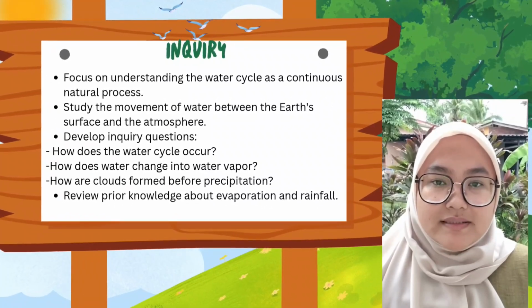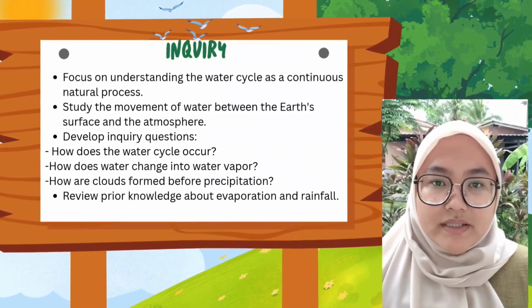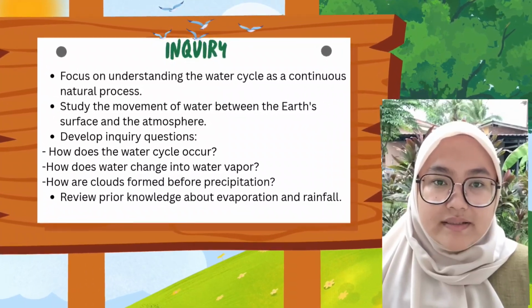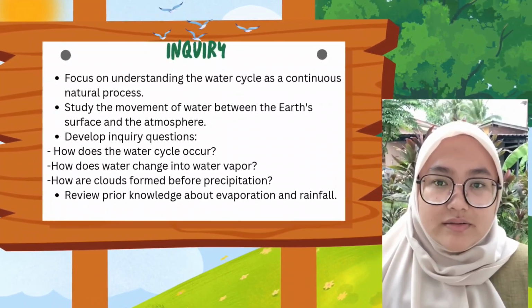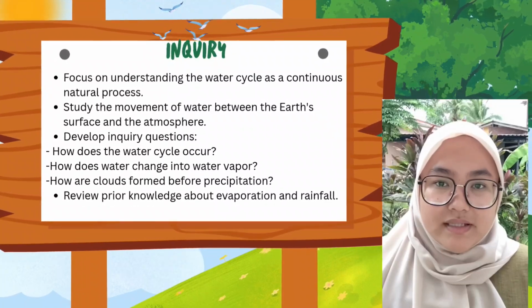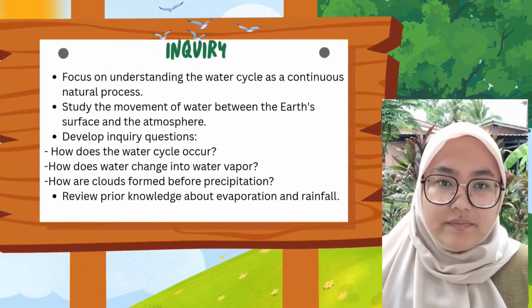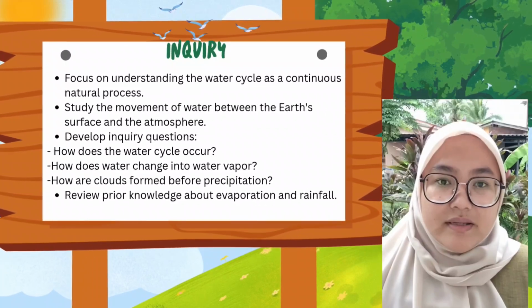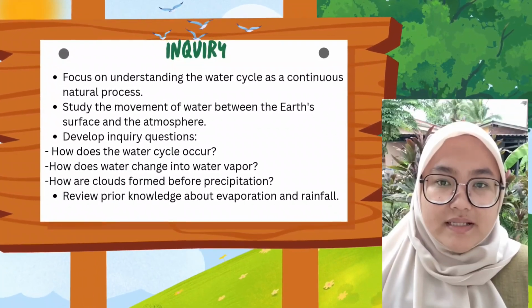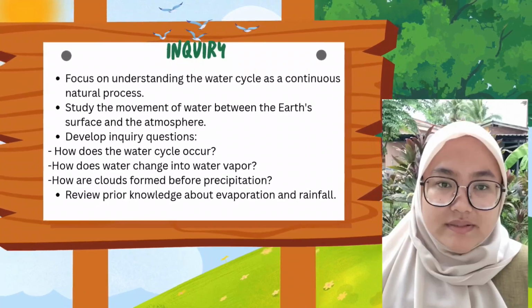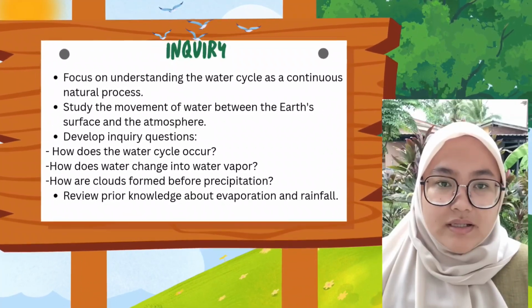environment. The water cycle involves the movement of water between the Earth's surface and the atmosphere through several important stages. This topic was selected because it is a fundamental science concept and can be easily related to natural phenomena that we observe in our daily life.